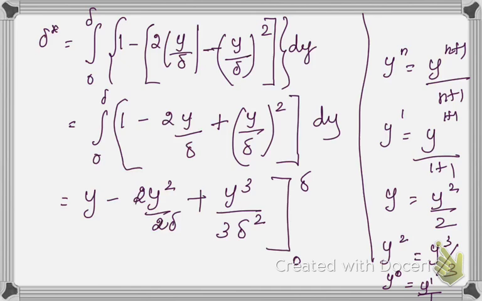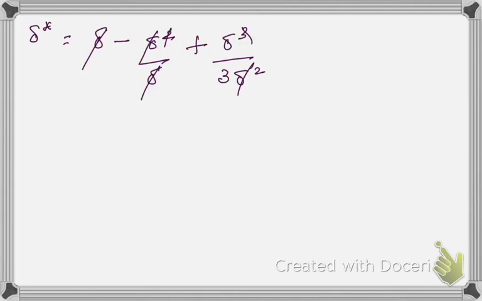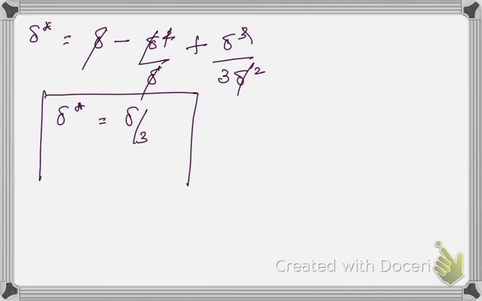So del star will be equal to del minus of, here this 2 and 2 will get cancelled, so I will have del squared by del, plus del cube by 3 del square. Here one del and one del will get cancelled, and again this del and this del will cancel. So my del star will be equal to del by 3. This is the answer for my displacement thickness.